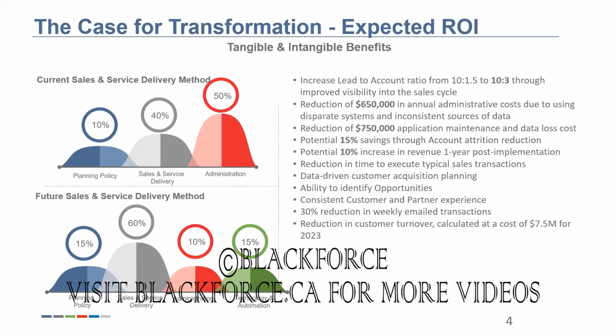What does this translate to in numbers? We're going to increase our lead to account ratio from 1.5 to 3. Okay, so today, for every 10 potential customers that we have, only about 1.5 of them are translating into customers. We will be increasing that by 100%, taking it to 3 from 1.5. And this is going to be achieved because we're going to have improved visibility into the sales cycle.